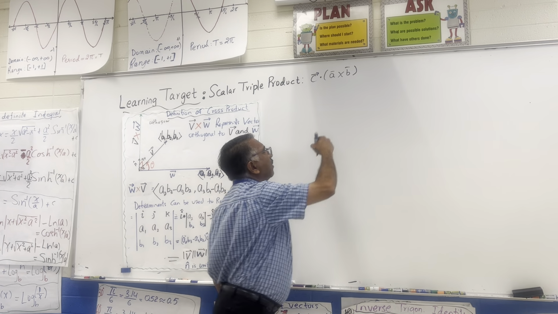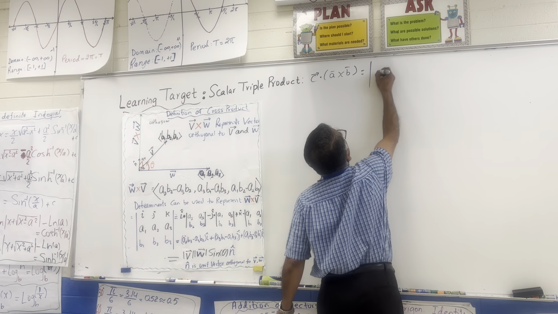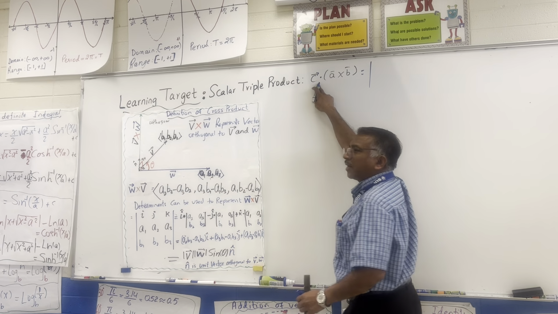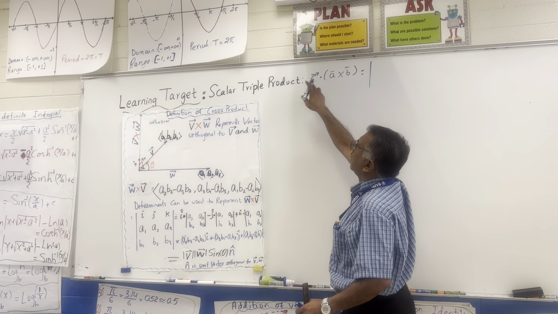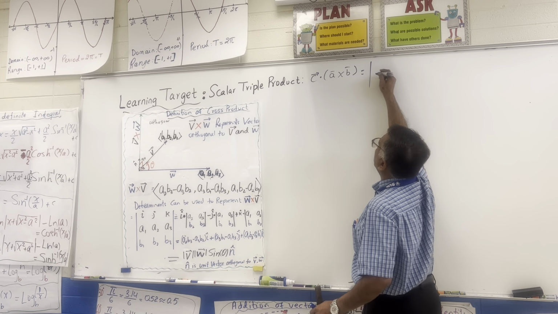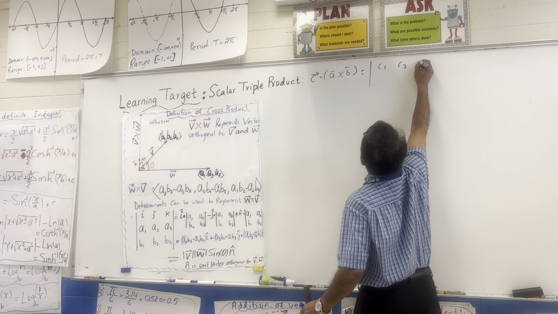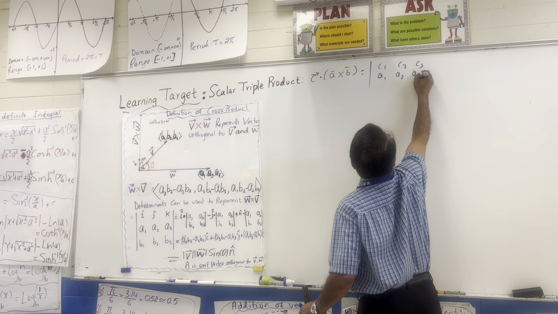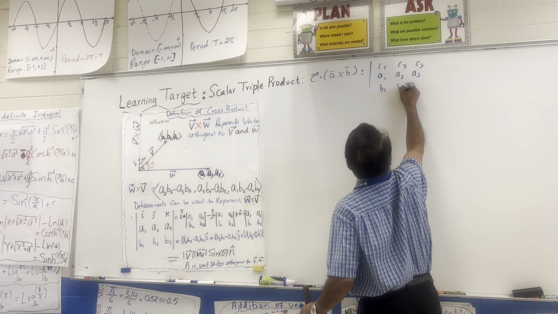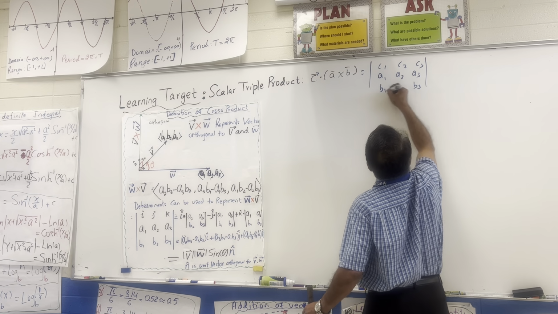So why do we want to know the reason for this? Let's see, if vector C is C1, C2, C3, and vector A bar is A1, A2, A3, and this one is B1, B2, B3. So we can write it like this. We want to know why this is, using determinants.